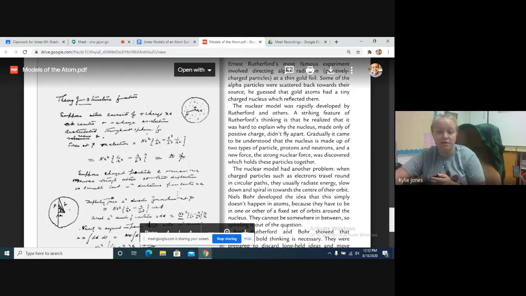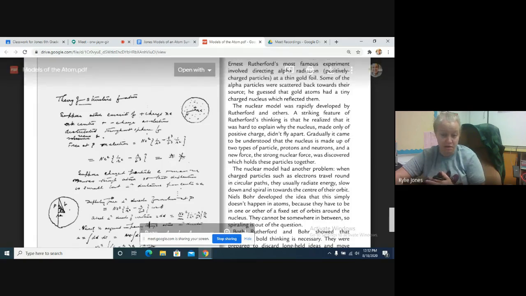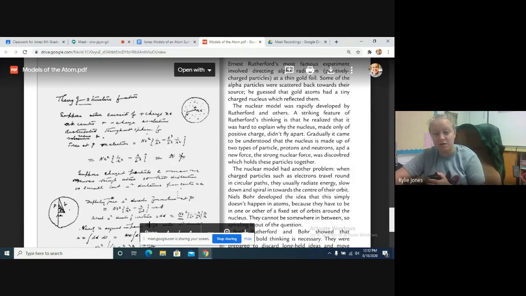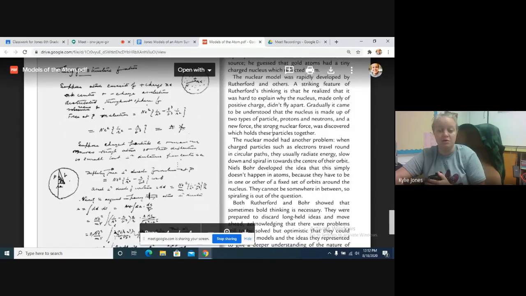Gradually, it came to be understood that the nucleus is made up of 2 types of particles, the protons and the neutrons. And a new force, a strong nuclear force, was discovered that holds these particles together. So the strong nuclear force is what keeps the particles, the protons and the neutrons, inside the nucleus, so it holds them all together there.